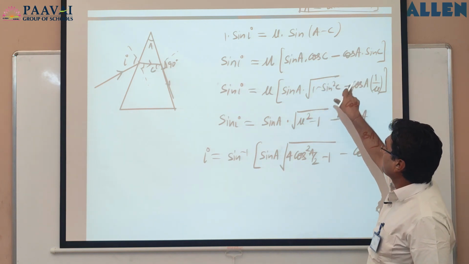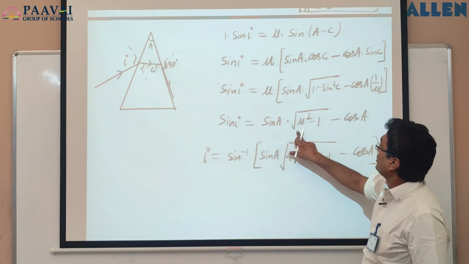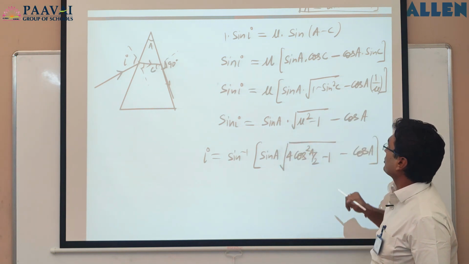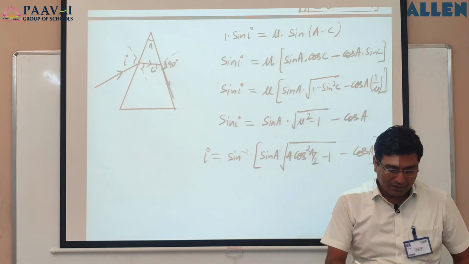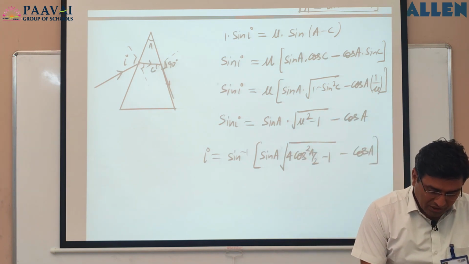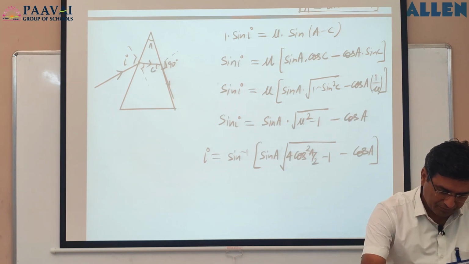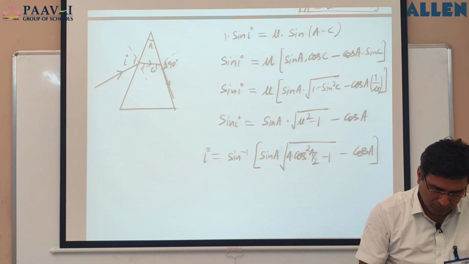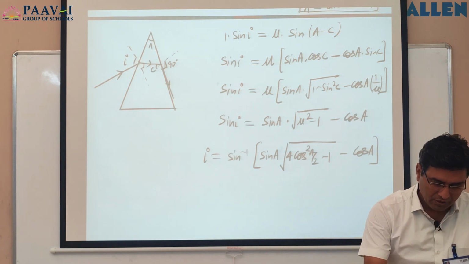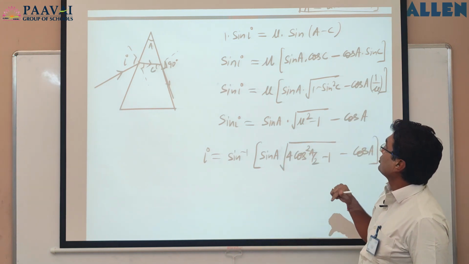So, by simplifying this equation, we will get sin of I is equal to sin A into root of mu square minus 1 minus cos A. What is this mu square minus 1? We know one fact that sin of C is nothing but 1 by mu. Okay. So, sin C is 1 by mu.